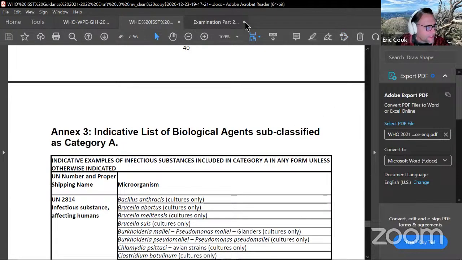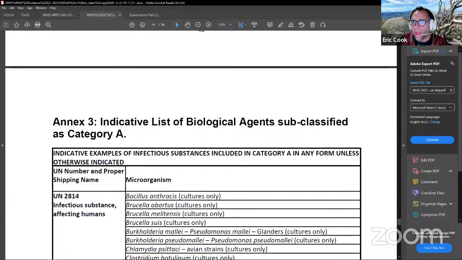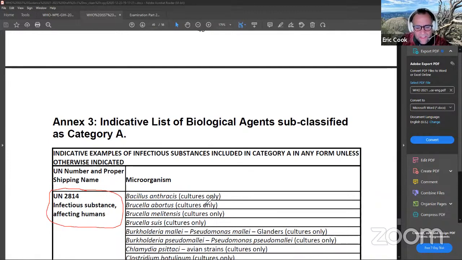So this is the indicative list for biological agents. And as you can see from this list, it has UN 2814, infectious substance affecting humans, and there's a list of about 40 pathogens that they consider category A. These are pathogens that are considered UN 2814 infectious substance affecting humans. And there are two types of entries here. For example, the very first pathogen here is Bacillus anthracis. And you'll notice it has this term after it in parentheses, which says cultures only.